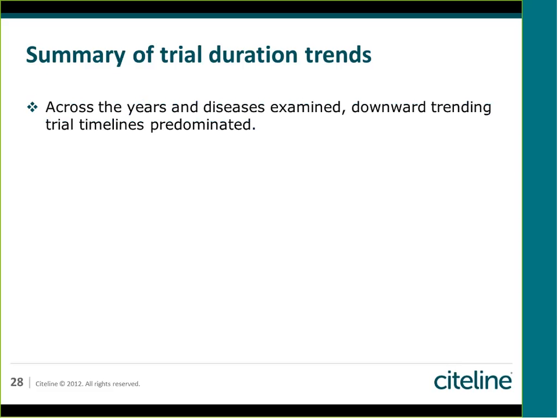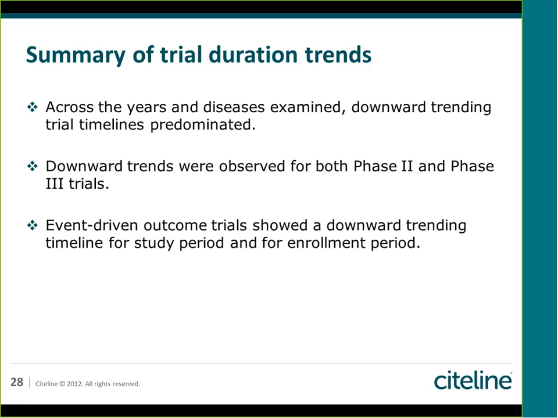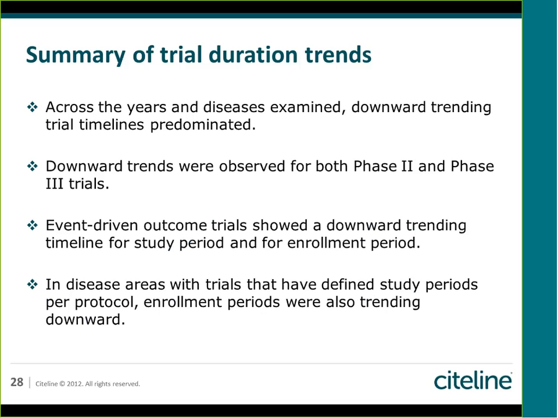So in summary, so far, in the years and the diseases that we examined, downward trending trial timelines predominated. These downward trends were observed for both phase 2 and phase 3 trials. And event-driven outcome trials showed a downward trending timeline for both study period and for enrollment period. In disease areas that have trials with defined study periods per the treatment protocol, enrollment periods were also trending downward.